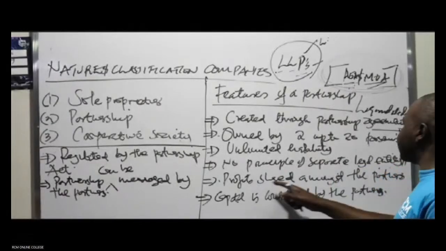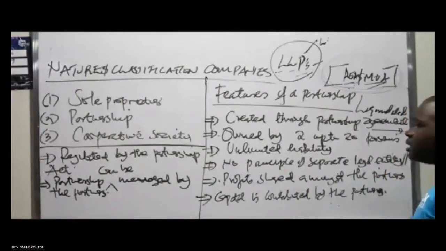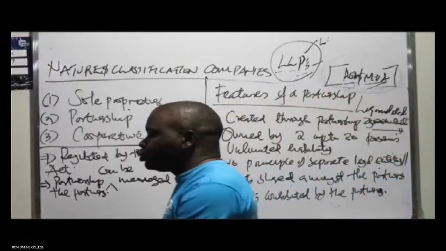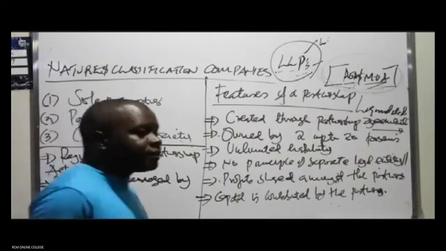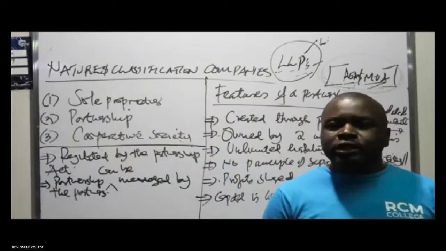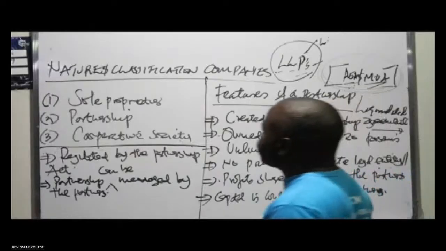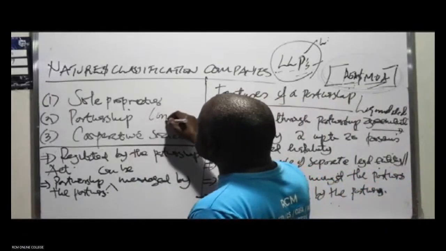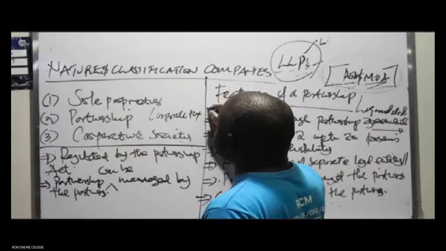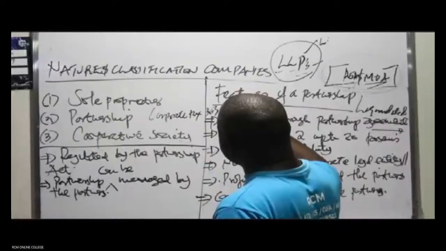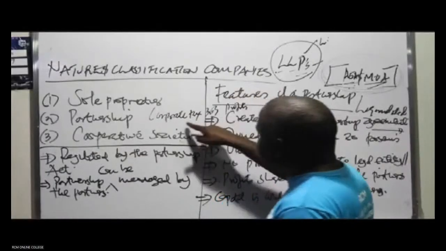Then profits are shared amongst the partners. But of course, in a company, we also say profits are shared amongst the shareholders in the form of dividends. But there's a difference you can still get here. What is the difference? Those who have done public finance and taxation will likely be told that in a company, we have something we call corporate tax. This corporate tax is normally 30% on the profits of the company.